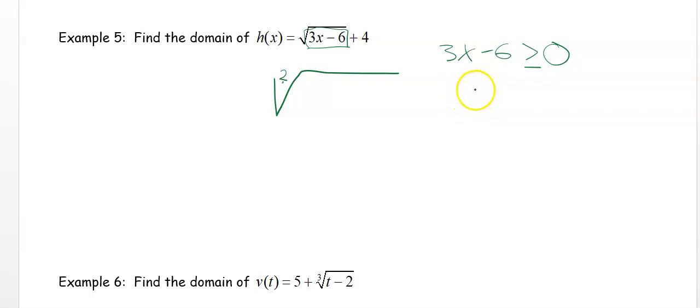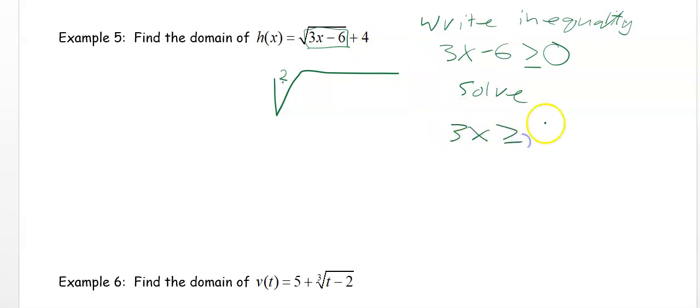So that still doesn't tell me what I can use for x, so I have to solve this. When you have an even radical, you write an inequality with just what's inside the radical greater than or equal to 0. Notice I did not add the 4 because it's not inside the radical. And I solve this. So when I add 6 to both sides, I get that. I divide both sides by 3. It's a positive 3, so I don't have to worry about flipping the inequality sign there. I get x is greater than or equal to 2.